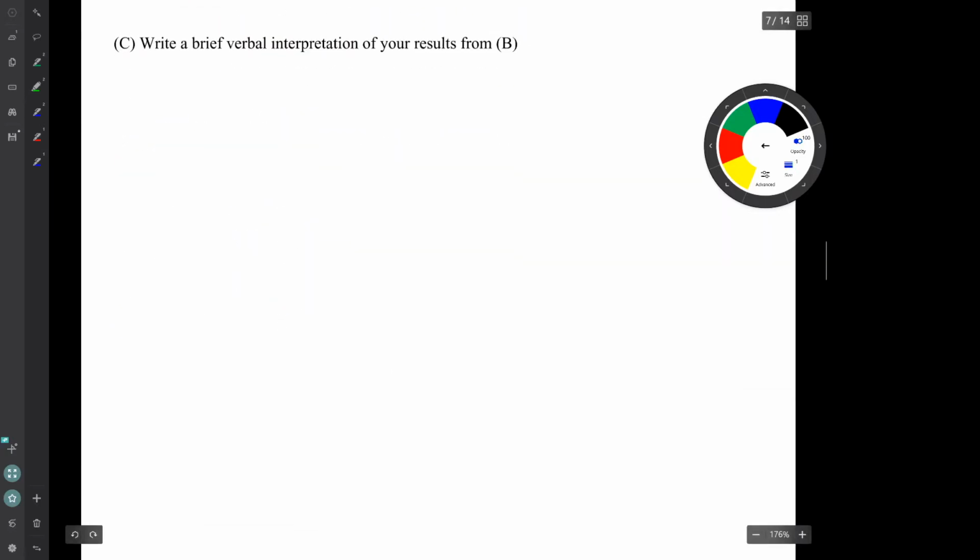The next part says, write a brief verbal interpretation of your result from B. Now what does this mean? This has actually come up before when we've done applied problems. To write a brief verbal interpretation means, what does this mean in terms of sales? Remember that we have a problem where we're using a function to model sales of a product. So a brief interpretation means to explain what that mathematical result tells us about the sales of the product.